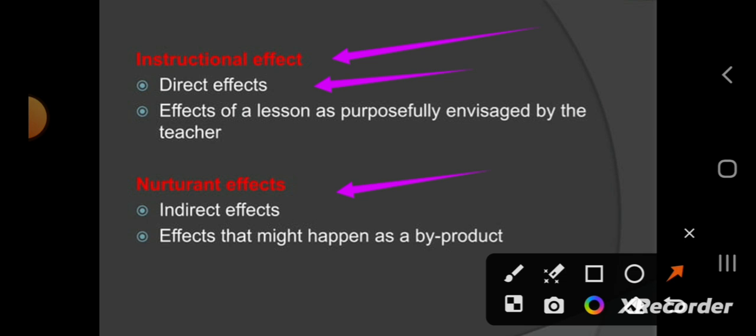Nurturant effect. These are the indirect or byproduct effect of a lesson. They are not explicitly planned by the teacher but can emerge from the learning environment or teaching methods. For example, while a lesson focused on mathematical concepts might not explicitly aim to build teamwork skills, students might develop better collaboration abilities as a byproduct of working together on problems.